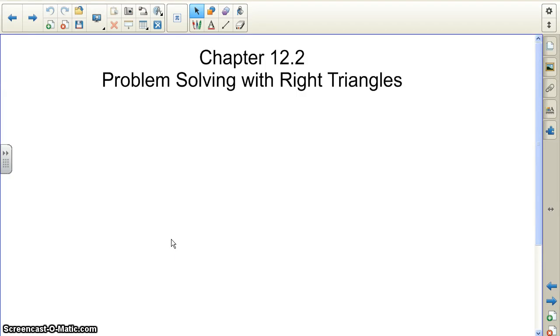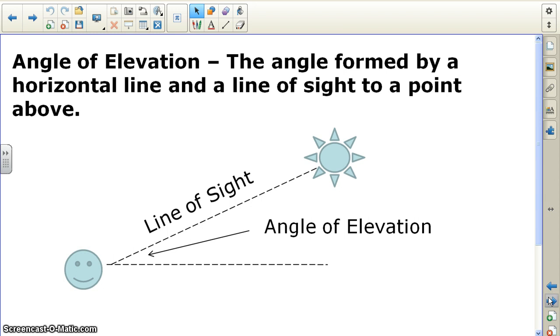Okay, today we're going to look at doing some problem solving with right triangles. So we're going to take what we've done with the trig, all the sine, cosine, tangent functions, and we're going to use those to solve some different problems. But before we get to that, we need to look at two different vocabulary terms because you're going to see these a lot in trig.